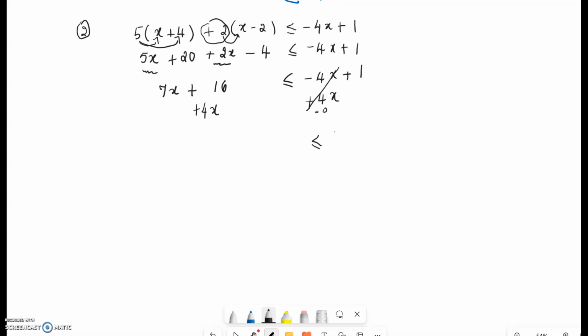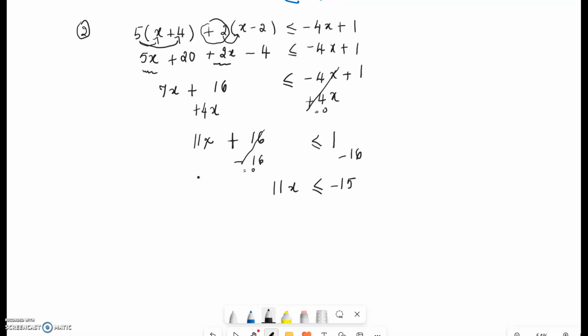0 plus 1 is 1. 7x plus 4x is 11x plus 16 is less than or equal to 1. Now remember, we're trying to get x by itself, so we need to get rid of the plus 16 by subtracting 16 on the left and on the right. Plus 16 minus 16 becomes a 0. 11x plus 0 is 11x, less than or equal to 1 minus 16, which is negative 15.